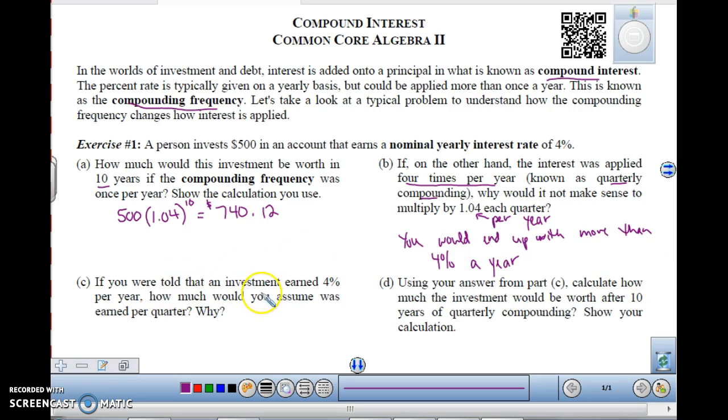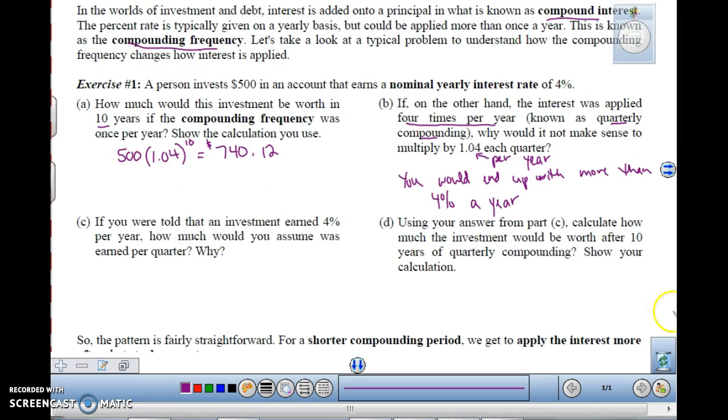And if 4% per year means it should have been done 4 times. So if you were told that the investment earned 4% per year, how much would you assume was earned per quarter? Okay, so you'd have to take the 4% and divide it by 4, so that would be 1% per quarter because it's applied 4 times a year. Okay, so that would be 1% per quarter.